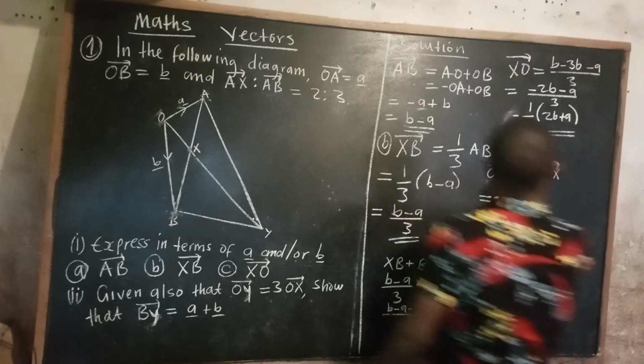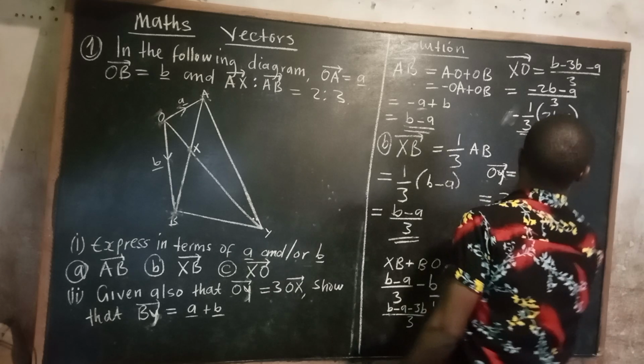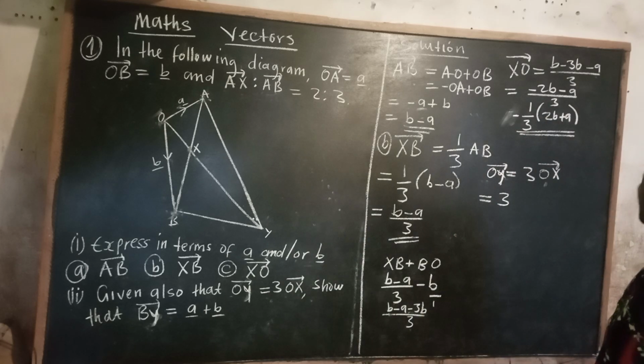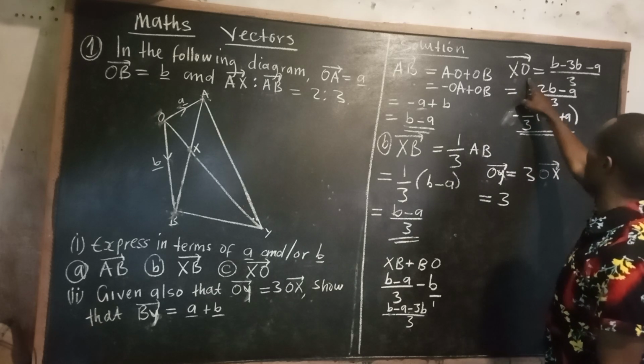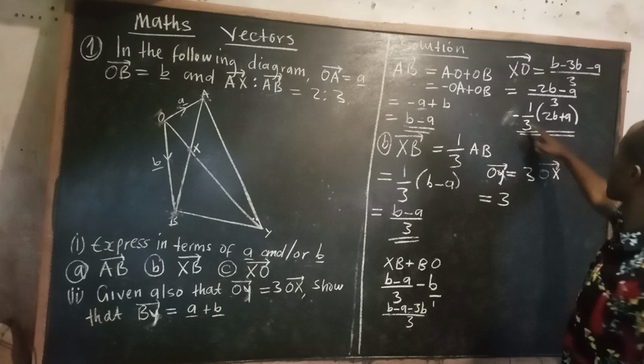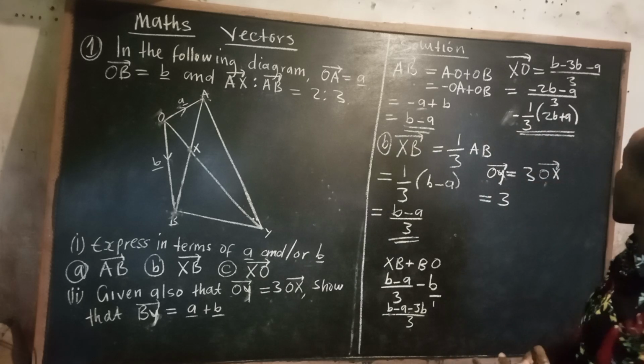So now, vector OY is equals to 3. Are we given OX or haven't we found OX? It's there. OX is this. This is XO, so it gave us negative. Now when we start with O, that will be positive. That is the other way around.